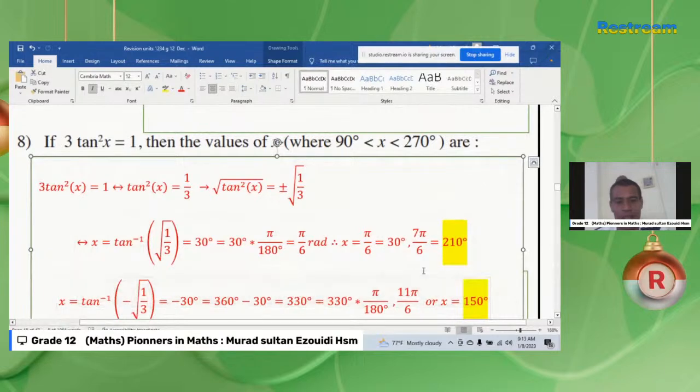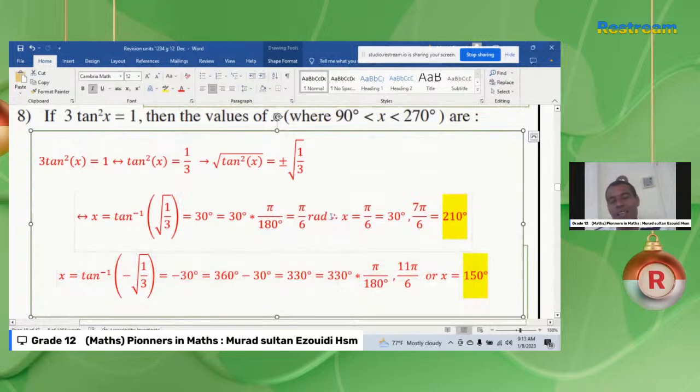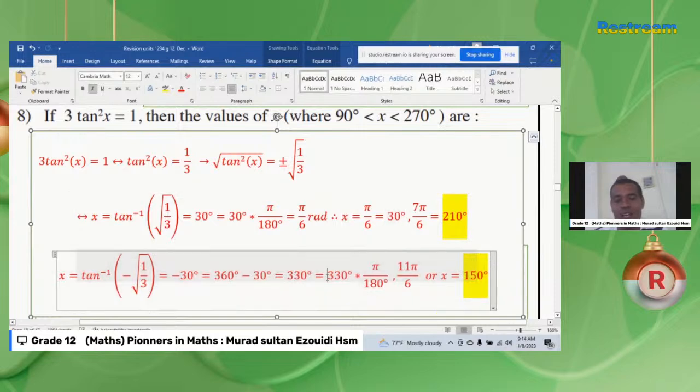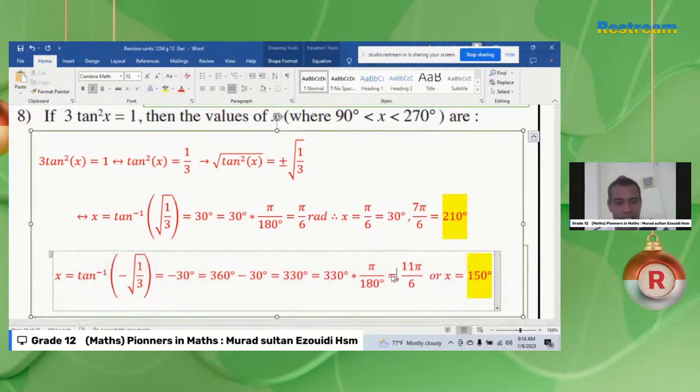So here, which solutions did we exclude? We exclude the first solution, x equal pi over 6, which is 30 degree. Then also I excluded 330 degree, which is 11 pi over 6. These two angles are excluded because they aren't belonging to the interval that is given.